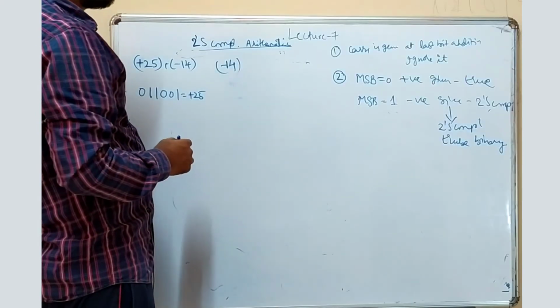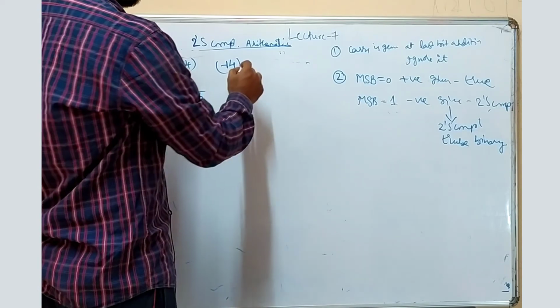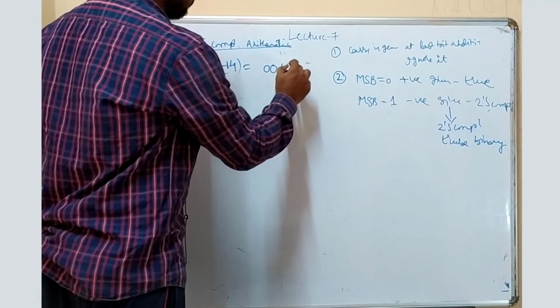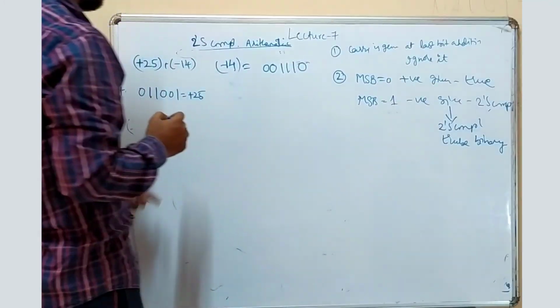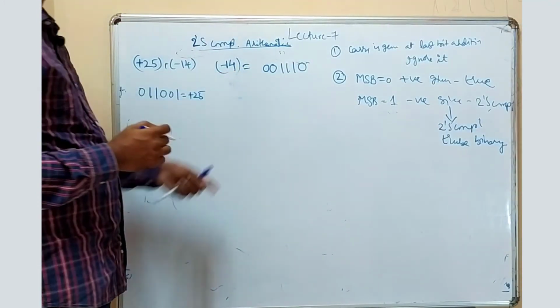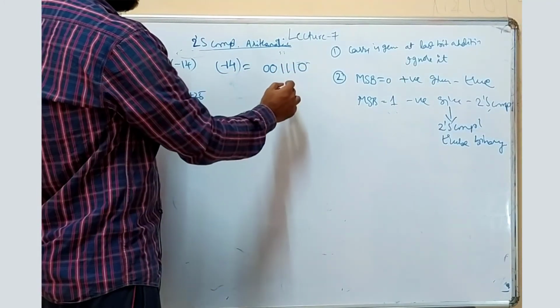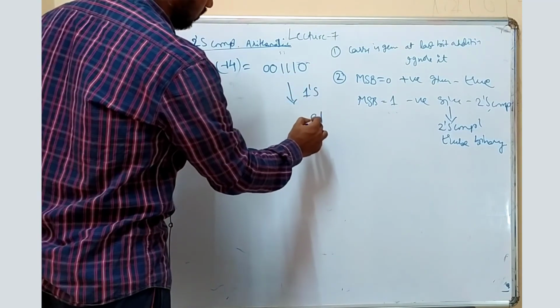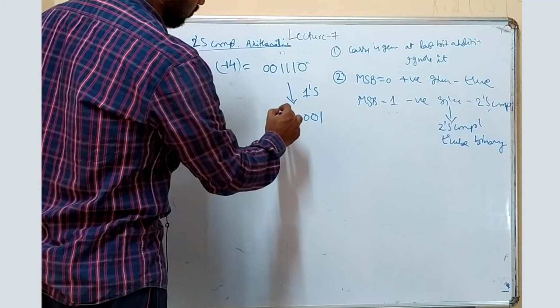Now we need to represent minus 14 in 2's complement. That means first we'll take the positive 14. That means 0, 0, 1, 1, 1, 0. Please remember, since it's having 6 bits, I am taking again 6 bits here. This is positive 14. First we'll take the 1's complement. That will be 1, 1, 0, 0, 0, 1.